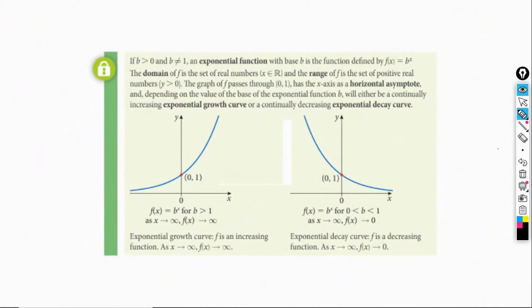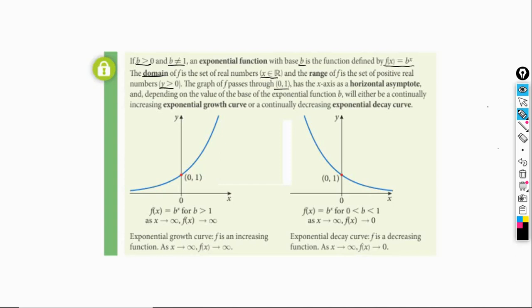So now let's take a look at the properties of exponential functions. If b is greater than 0 and b is not equal to 1, an exponential function with base b is a function defined by f of x equals b to the x. So the domain of f is the set of real numbers, x belongs to R. And the range of f is the set of positive real numbers, y greater than 0. The graph of f passes through (0, 1). That's because anything to the power of 0 equals 1, right?